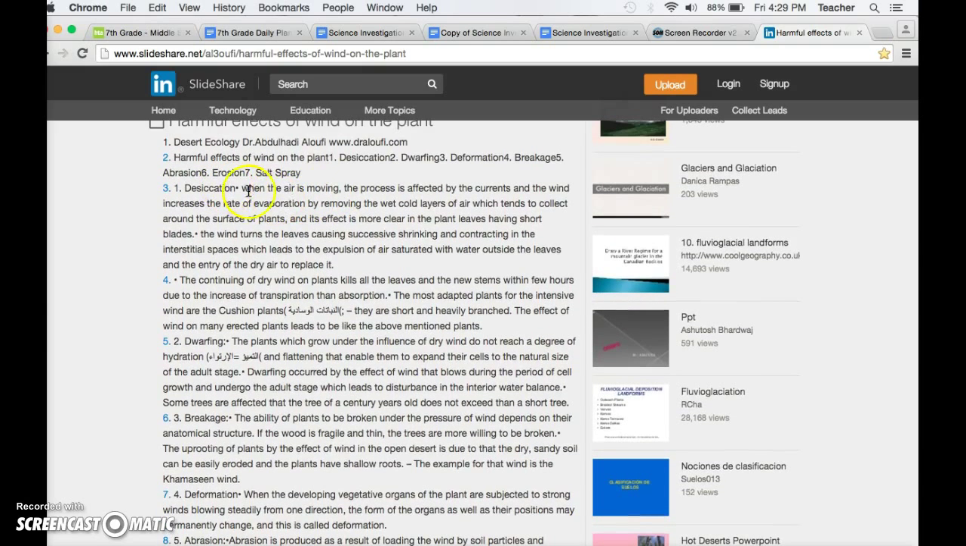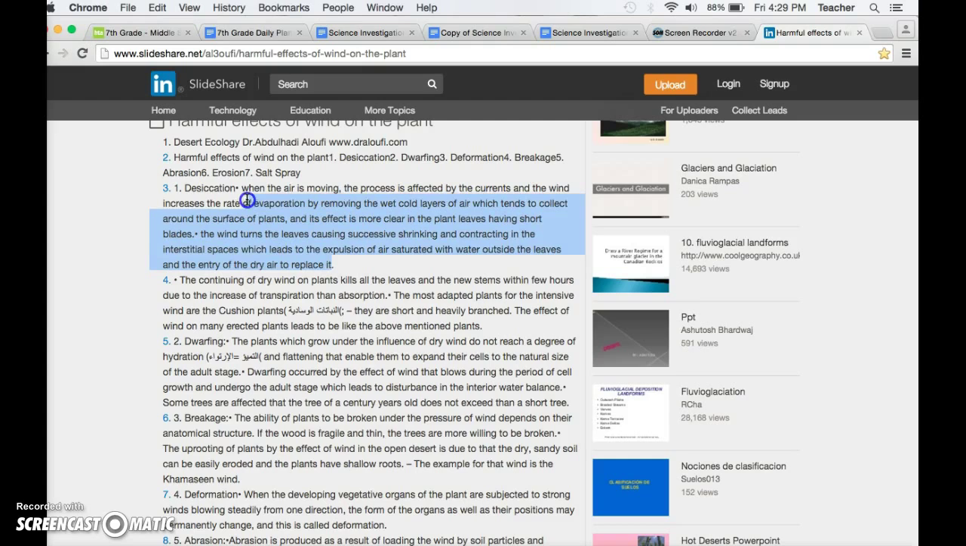So it says here, desiccation is when the air is moving, the process is affected by the currents and wind, which increases the rate of evaporation by removing the wet, cold layers of air which tend to collect around the surface of plants, and its effect is more clear in plant leaves having short blades. So basically, this is some good information here.